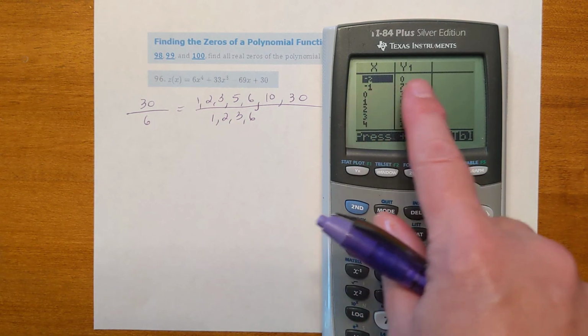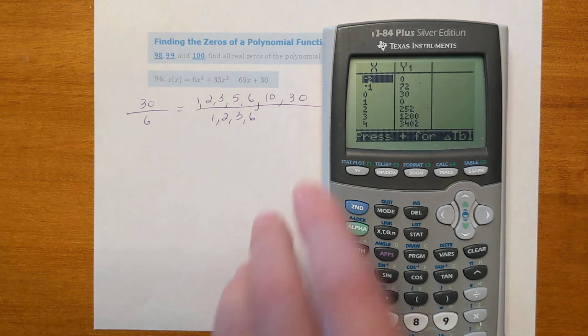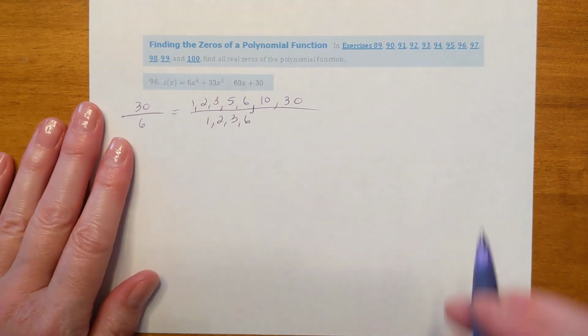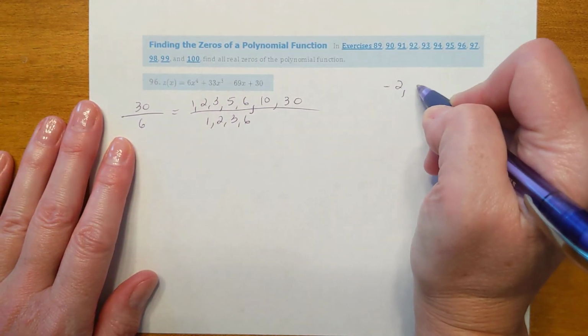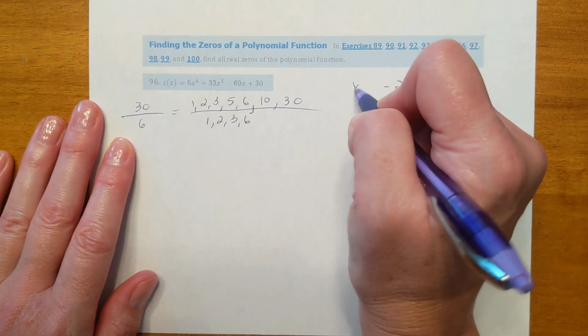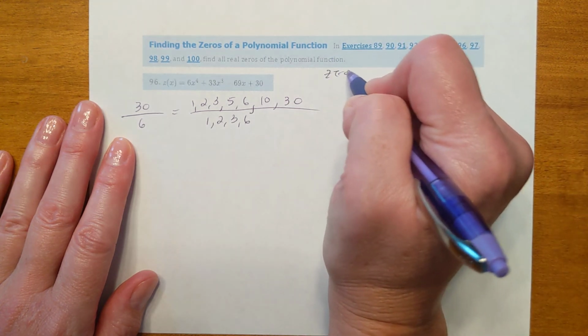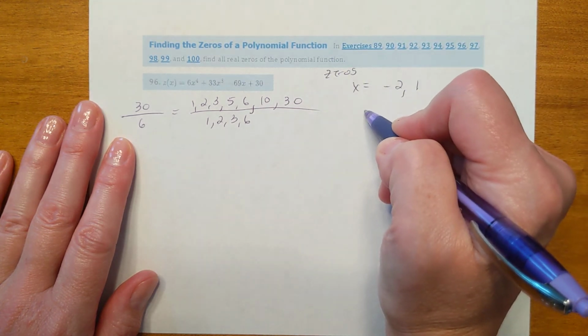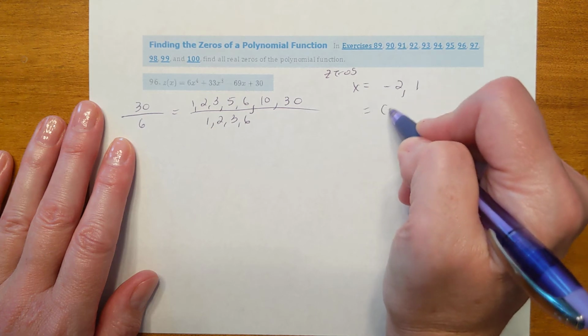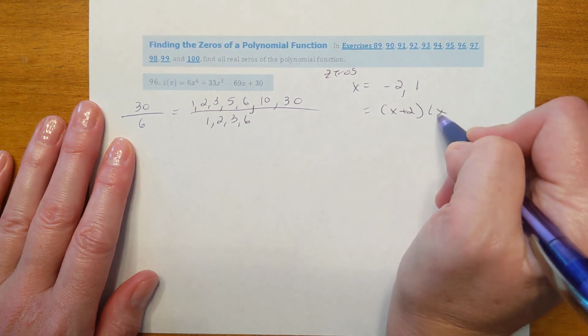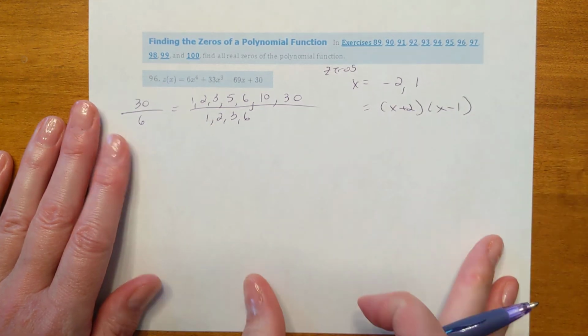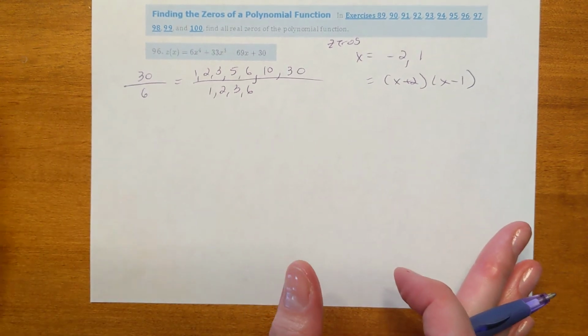Look, they do. -2, 0, and 1, 0. And spoiler alert, the other 2 aren't pretty zeros, so we'll use those. So far we have x equals -2 and x equals 1 for the zeros, which if you were going to factor it, that factors into x plus 2 and x minus 1. All right, so keep going here. So we got 2 more to find.